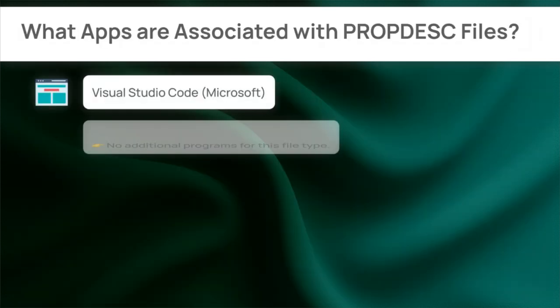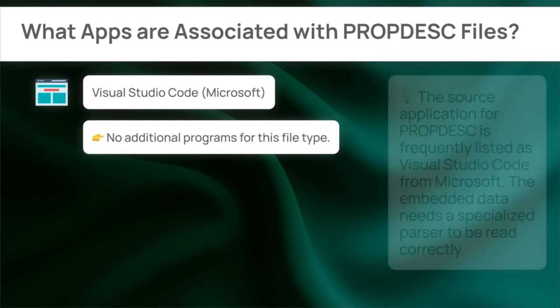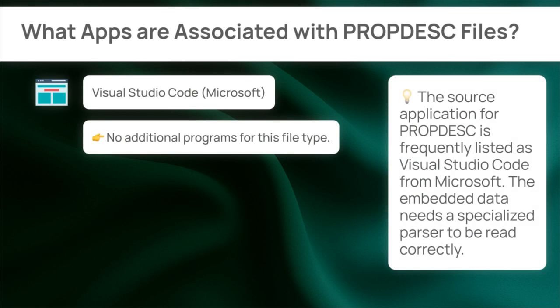Visual Studio Code is the standard set by Microsoft for accessing the PROPDESC format. The embedded data needs a specialized parser to be read correctly. Windows cannot validate their meaning, so incorrect edits can cause issues.